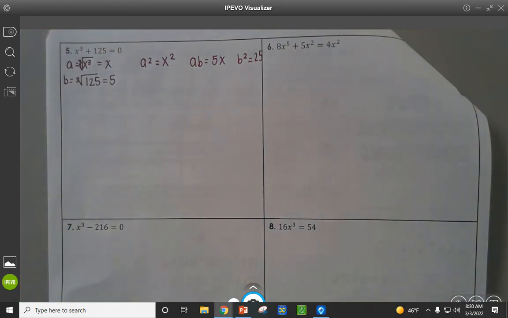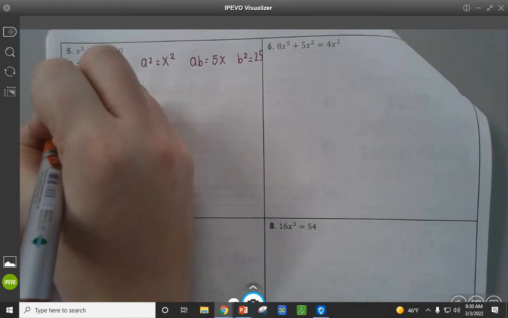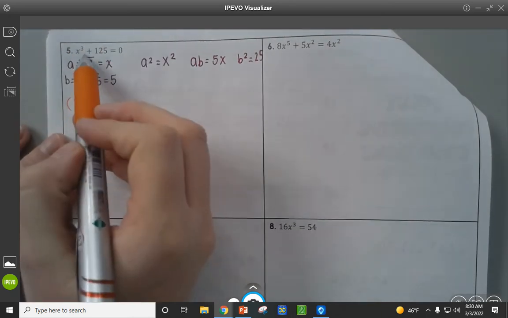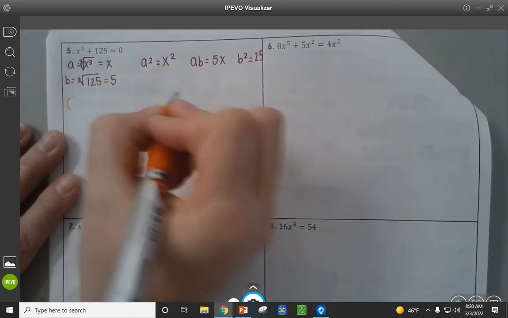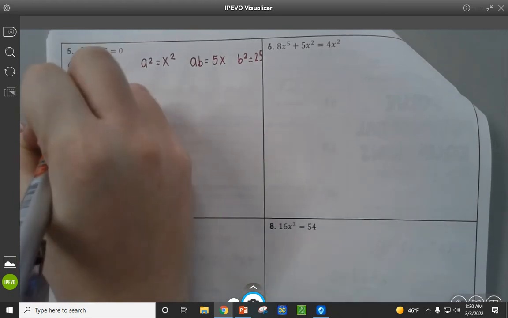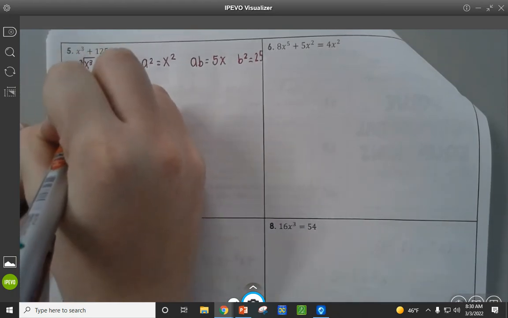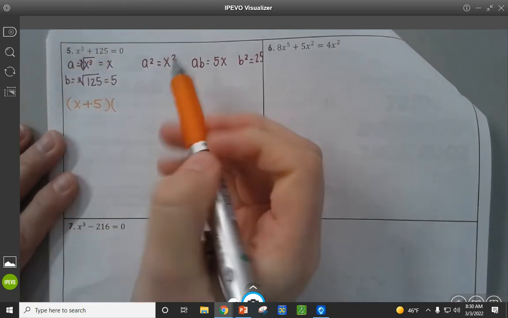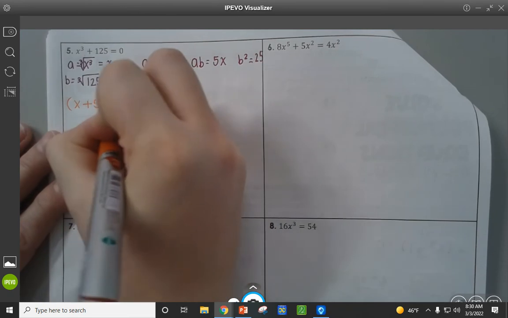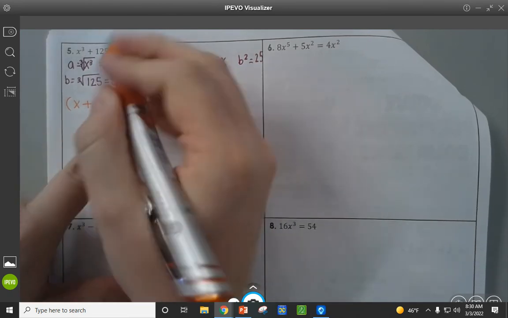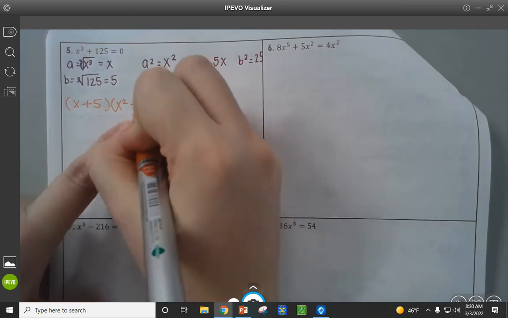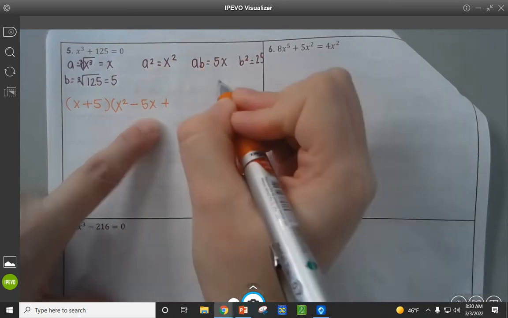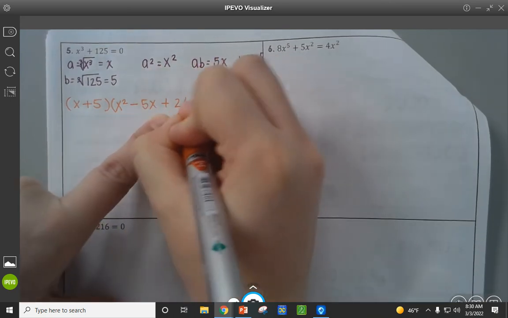And so then we're going to write out our factors. It's a sum of cubes, so the first sign that you have is a plus. Your first sign matches. X plus 5. And then we have x squared. Your second sign is the opposite, so it's going to be a minus 5x. And your last sign is always plus 25.